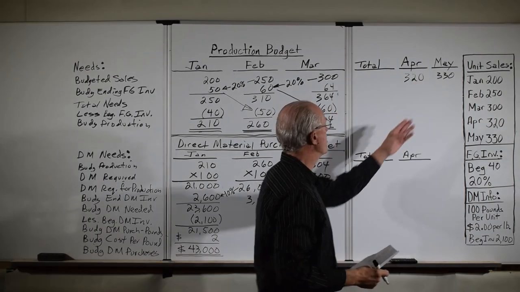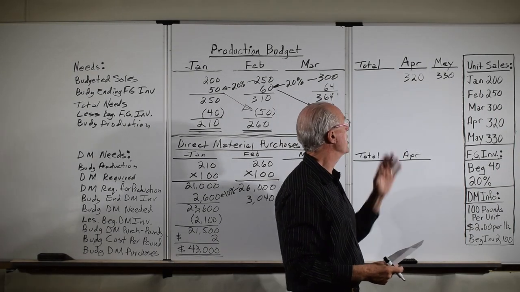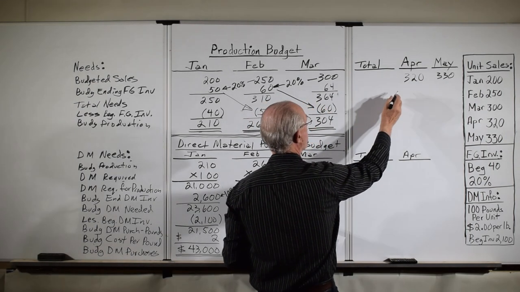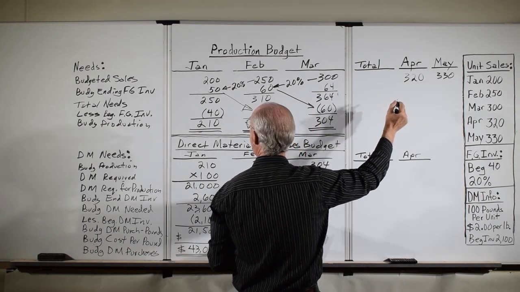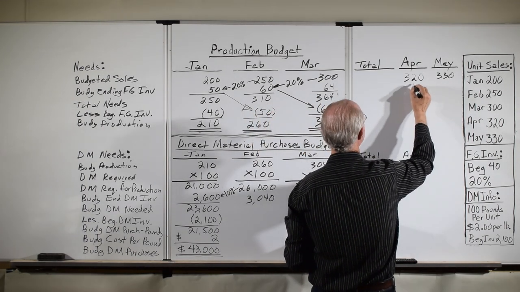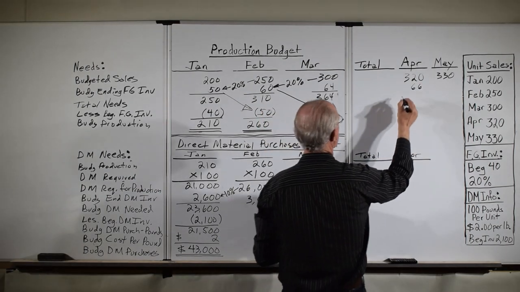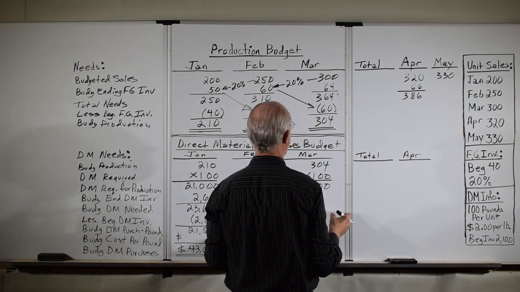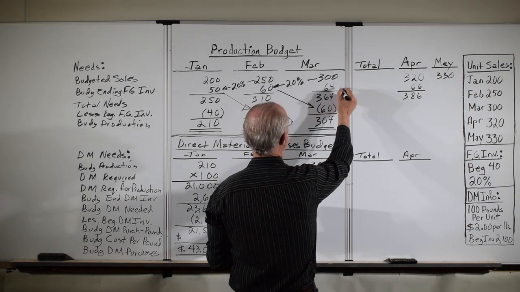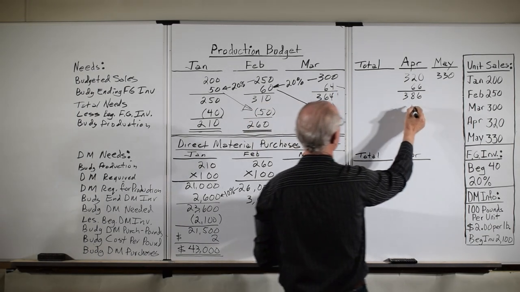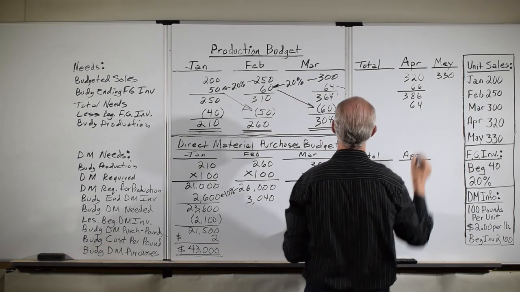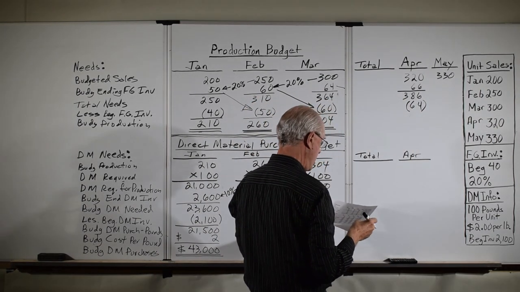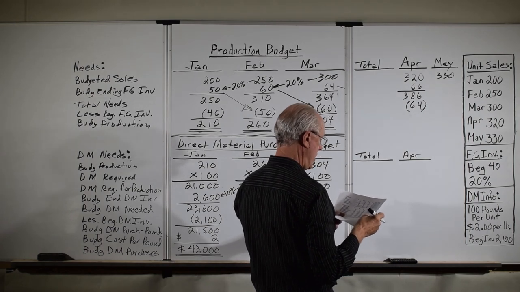So we've got budgeted sales for May of 330 units. That means April will be our April sales plus our budgeted ending inventory of 66 units. That would give us a total of 386. And then we're going to subtract our budgeted beginning inventory, which is from here, 64 units.